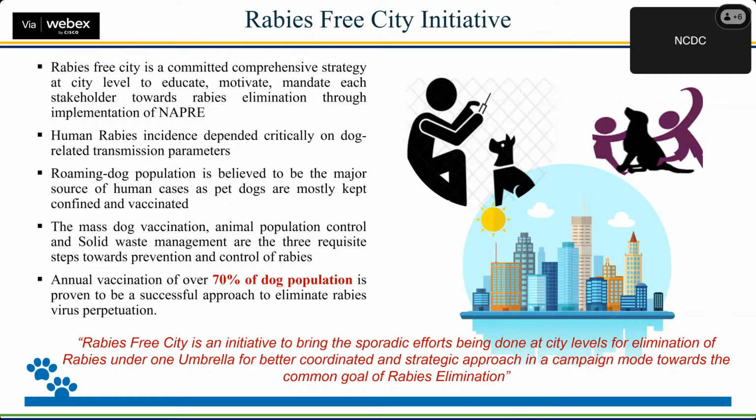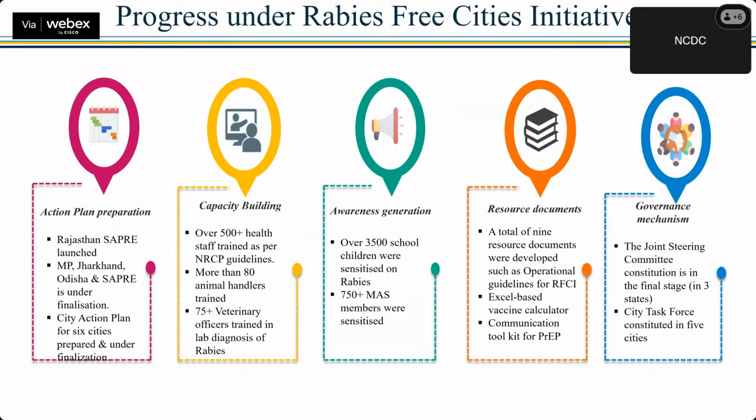Next slide. So this rabies-free city initiative includes action plan preparation, capacity building, awareness generation, resource documentation, and developing the governance mechanism through a joint steering committee and the city task force, which will monitor as well as plan the city action plan for the rabies-free cities.